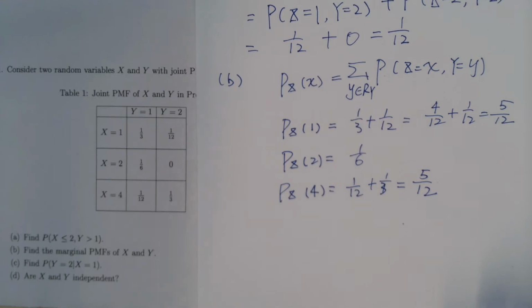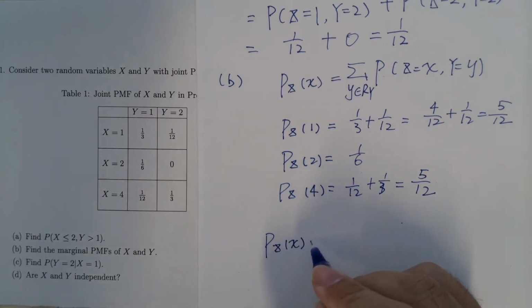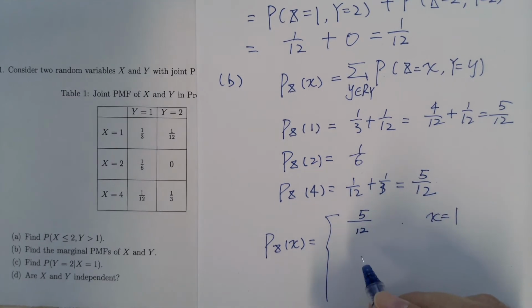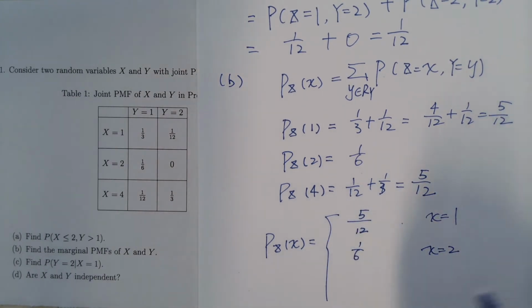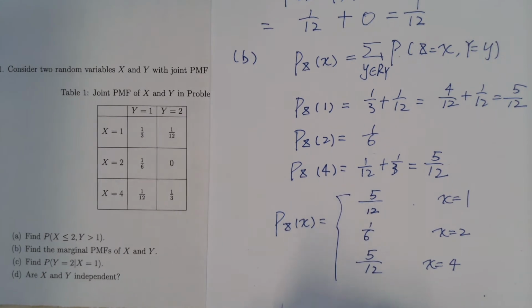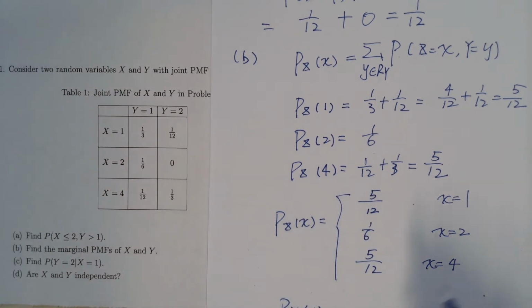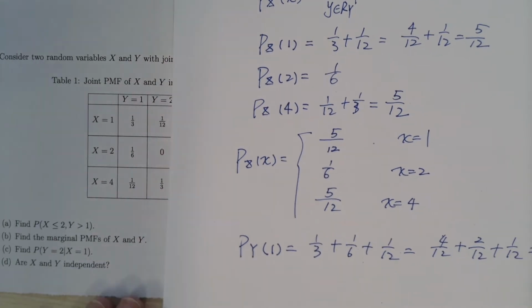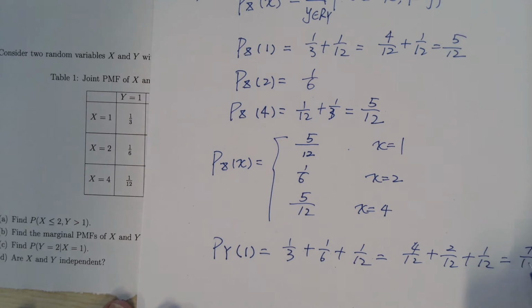So we can write down the marginal PMF for x. It's 5 over 12 for x equals 1, 1 over 6 for x equals 2, and then 5 over 12 for x equals 4. Okay, and similarly, we can handle the situation P of y equals 1, which is the sum of those three. So that gives us 4 over 12 plus 2 over 12 plus 1 over 12, which gives us 7 over 12.